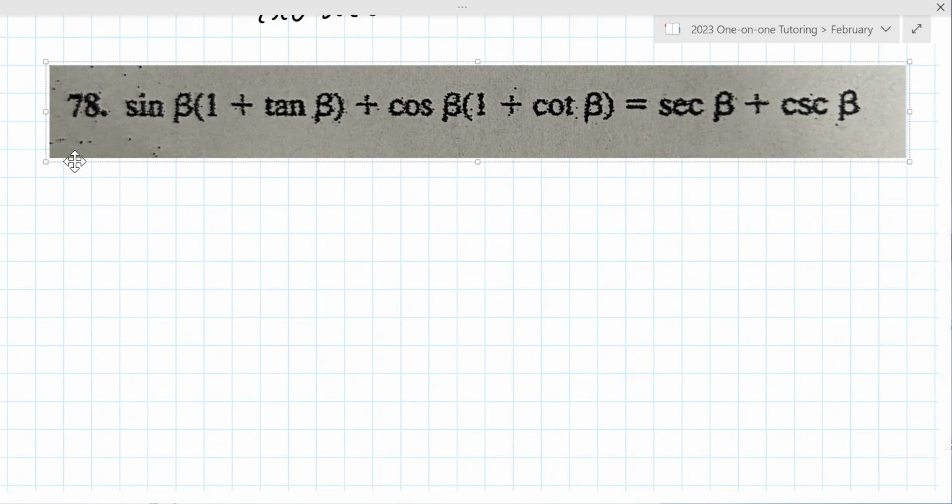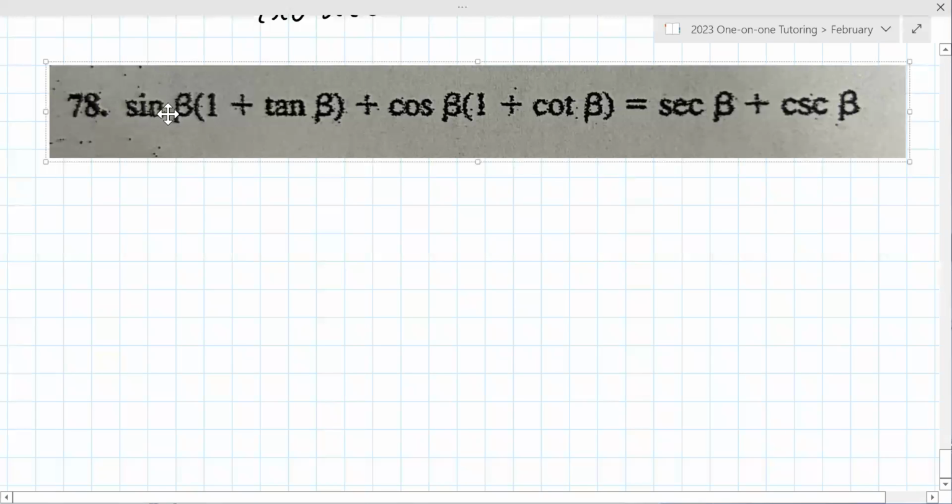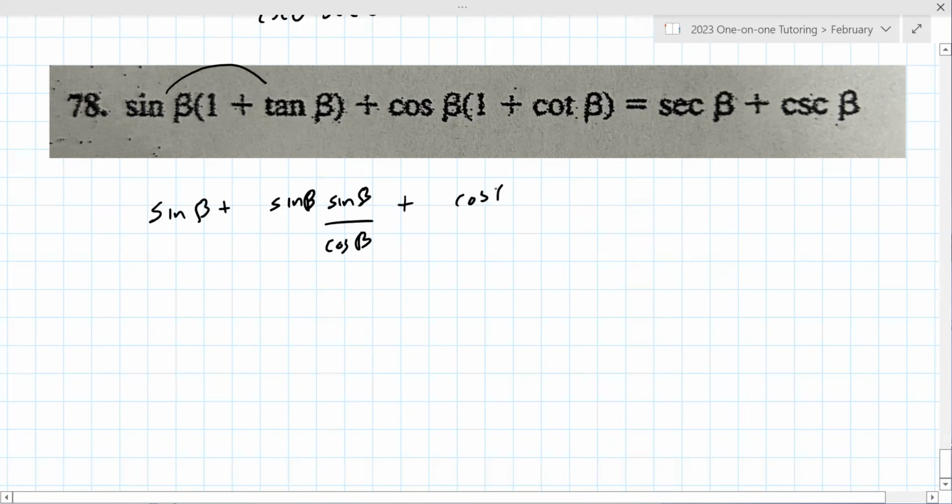okay, so I sort of like to say, okay, tangent is sine over cosine, so you're going to have a sine squared over cosine, and here you're going to have a cosine squared over a sine. So I'm going to start with that sine beta plus, and then when I multiply this in, sine beta over cosine beta plus cosine beta over sine beta, like that.